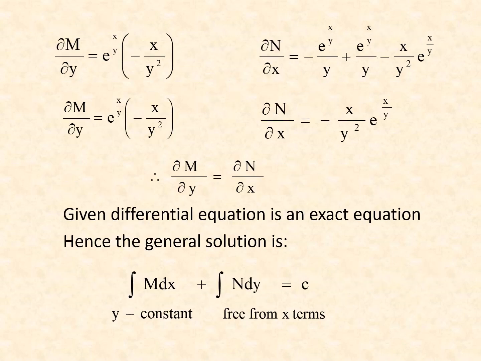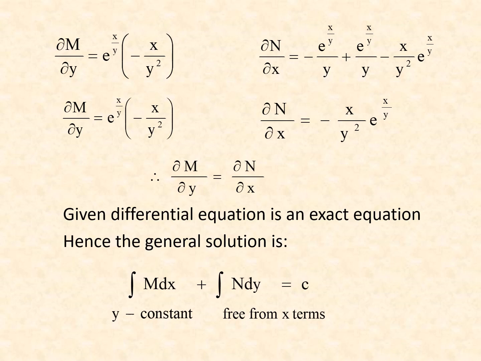Continuation of the previous slide. In the previous slide we got dou m by dou y and dou n by dou x values. Now write down the same. Dou m by dou y is equal to e to the power of x by y into minus x by y square, and dou n by dou x we got minus e to the power of x by y plus e to the power of x by y, minus x by y square into e to the power of x by y.